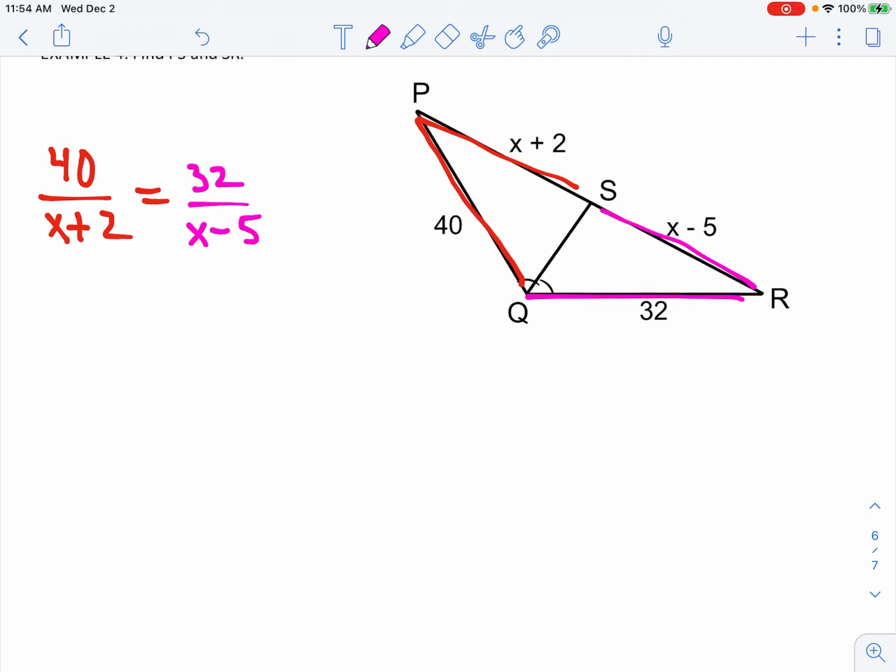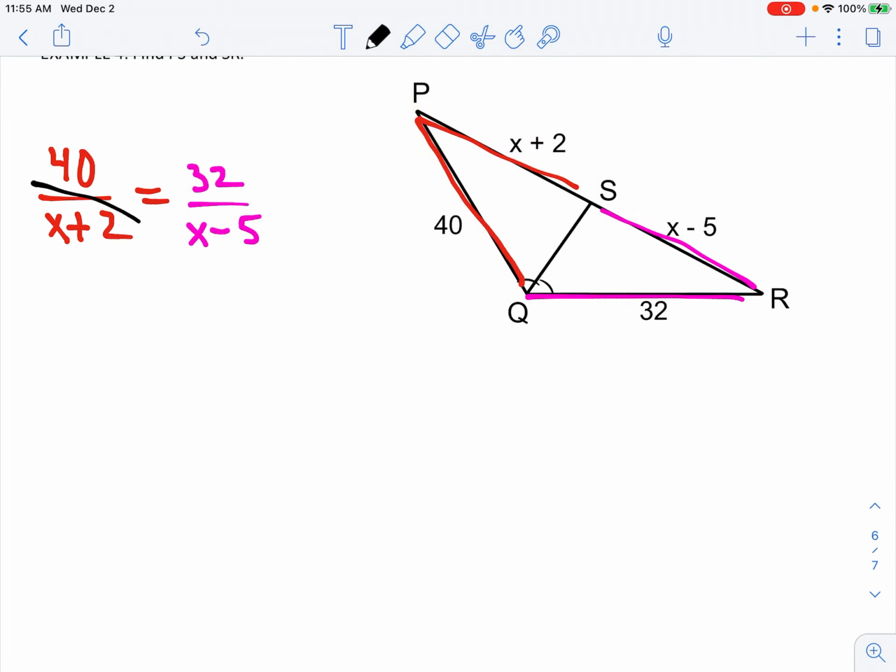Now again, there's multiple ways that you could set this up. Some people might have gone left to right. So some people might have said, well, what if I went 40 over 32 equals x plus 2 from that original triangle to my second triangle? That would be the same as what we're doing up above. So again, if you stay with the pattern, your equation is technically going to get to the same result at the end. All right, I'm going to go ahead and solve this.